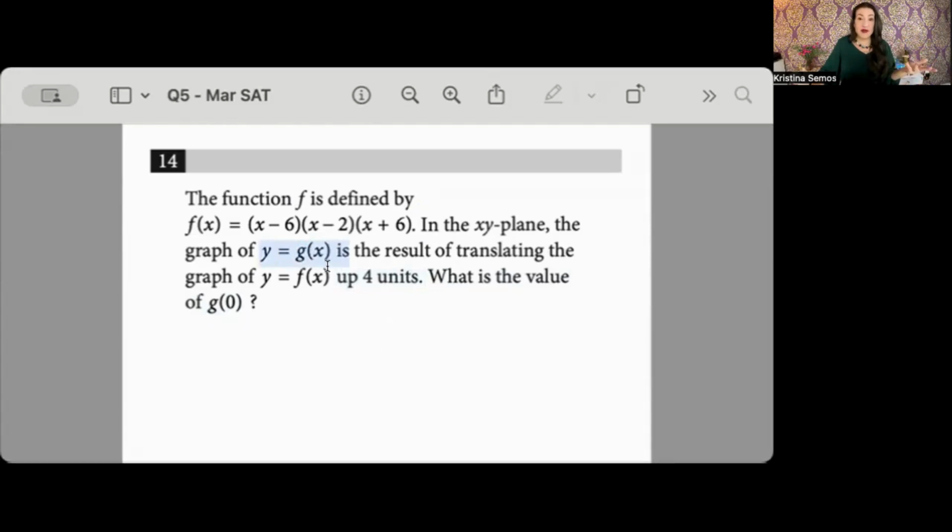So now that I have what g of x is, now I can do what they're asking. They're asking me to plug in 0 for the x value and figure out what your answer is, right? So that's all I have to do. So that is an example of one of these transformation of function questions where you're probably going to have to deal with some polynomials or some quadratics or algebra 2 type stuff.